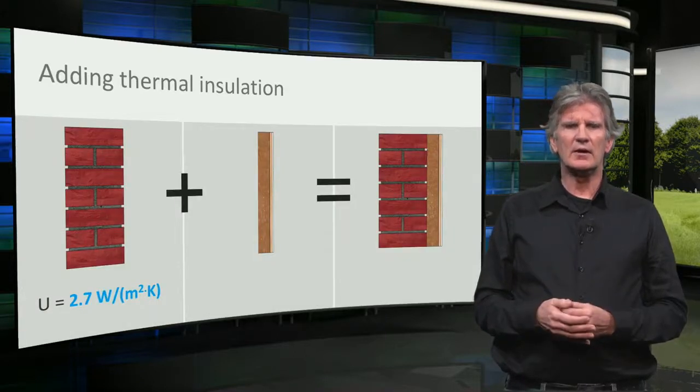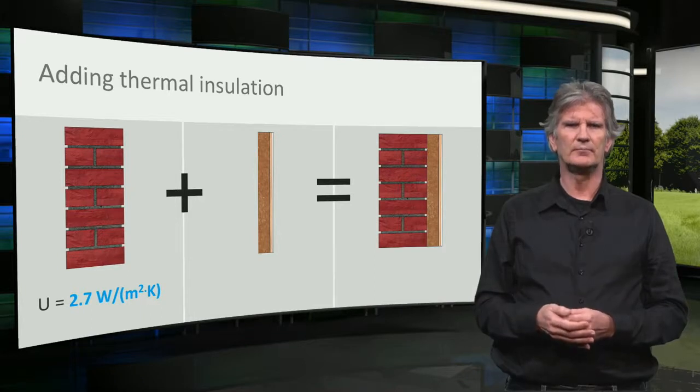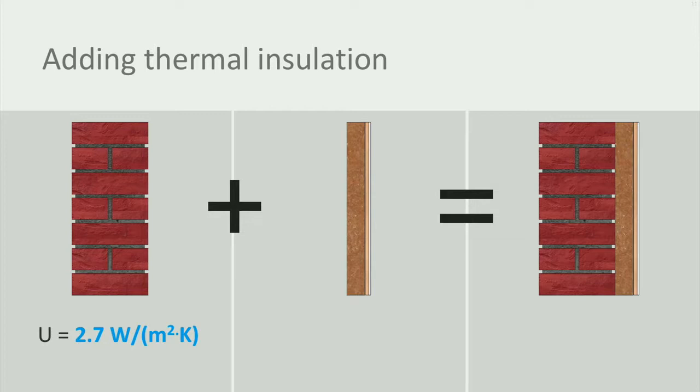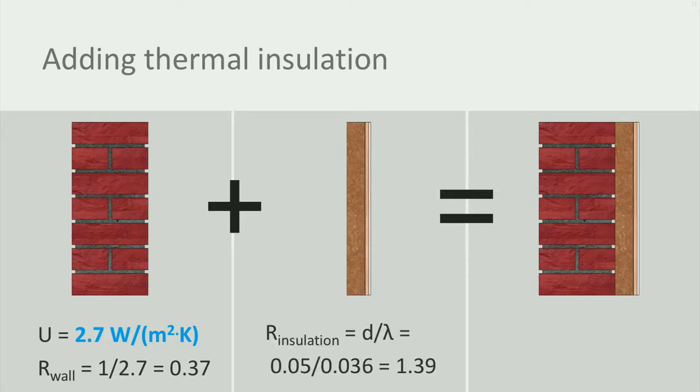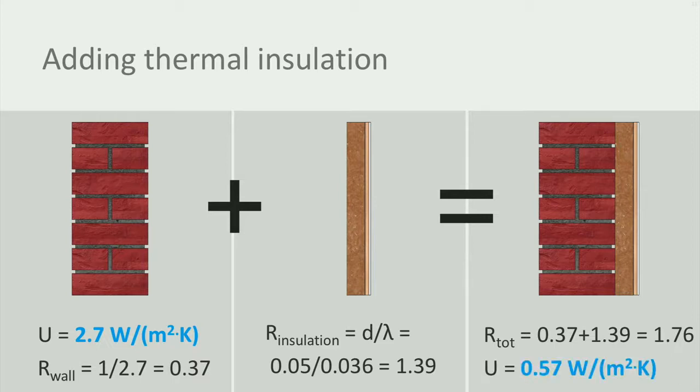Let us look at an uninsulated wall and see what happens if we add a layer of thermal insulation material. As we have seen before, the U value of the uninsulated 20 cm thick masonry wall is 2.7. So the total thermal resistance is 1 divided by 2.7, which is 0.37. A 50 mm layer of mineral wool insulation has a thermal resistance of 1.39. So, in this case, the total thermal resistance is 1.76. This results in a U value for the insulated wall of 0.57.